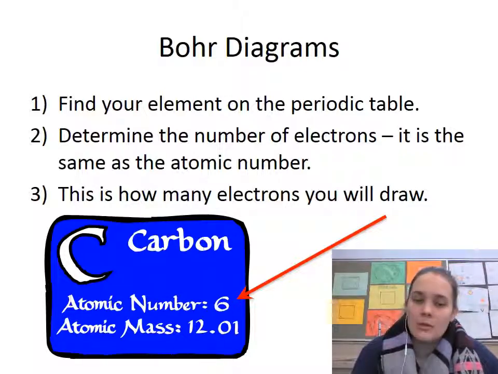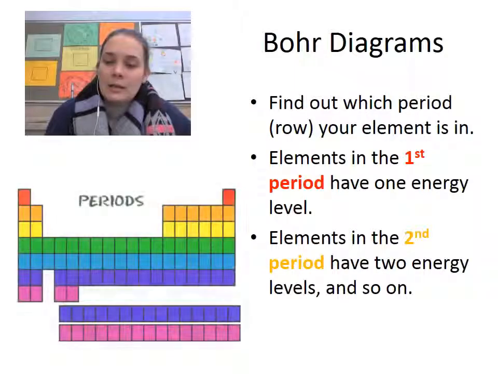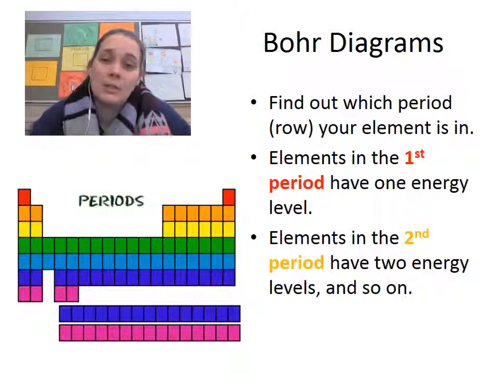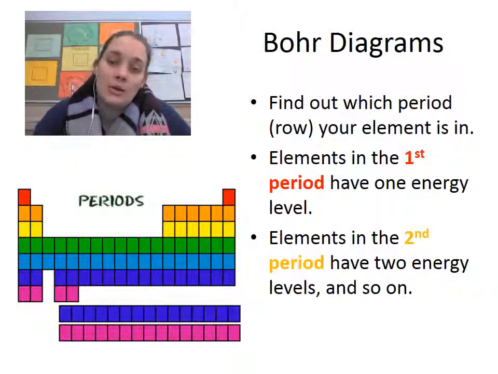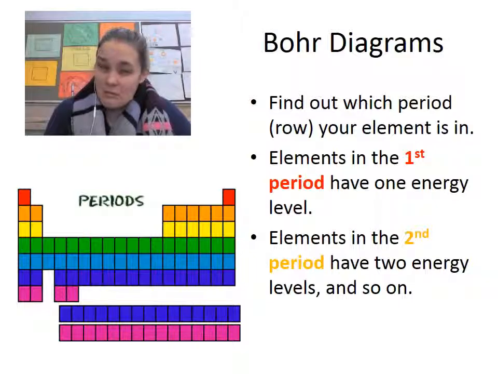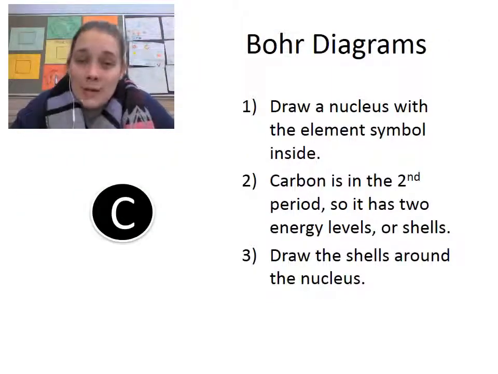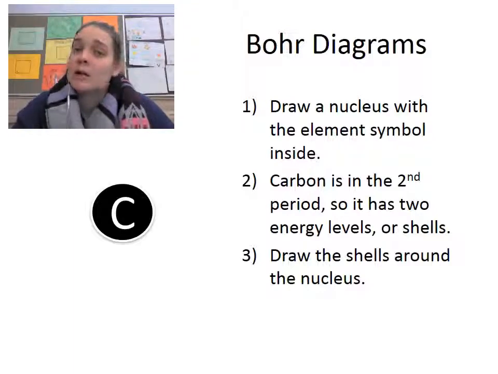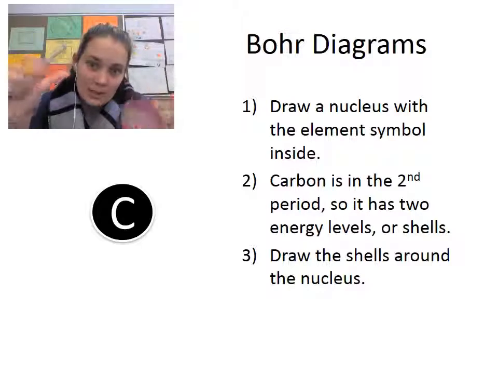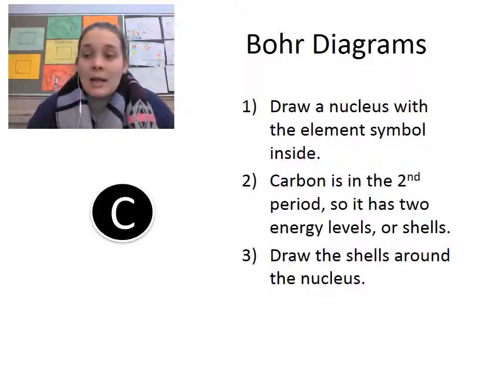So if we have a look at carbon here, we know that its atomic number was 6, so we need to put in 6 electrons in total. So if it's in the first row, 1 shell, the second period, 2 shells, the third period, 3 shells. Try and remember that. So let's have a look at carbon. Carbon was number 6: hydrogen, helium, lithium, beryllium, boron, carbon, number 6. So it's in the second period, so it has 2 shells.